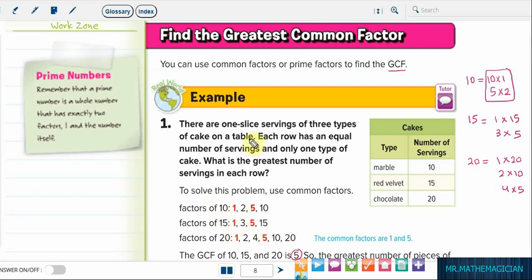This is the method of common factors. We have another method called prime factors, and let's see how we can use prime factors in finding the greatest common factor. Now we need to move on.